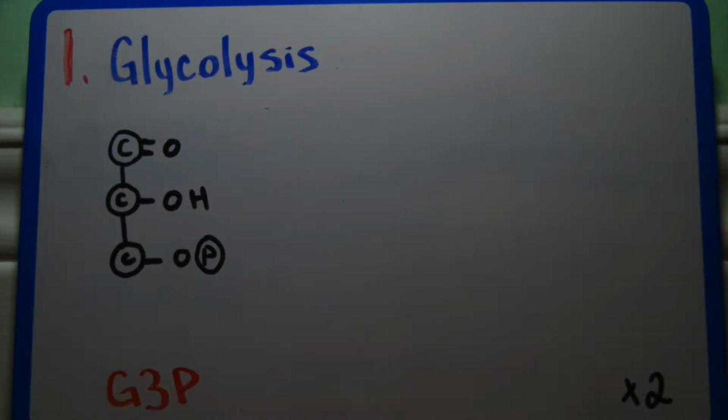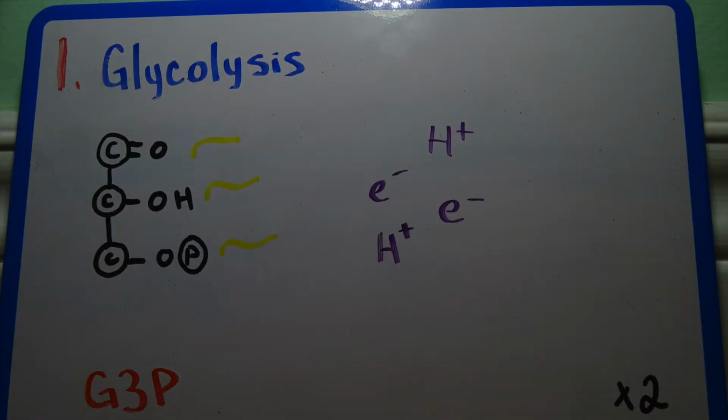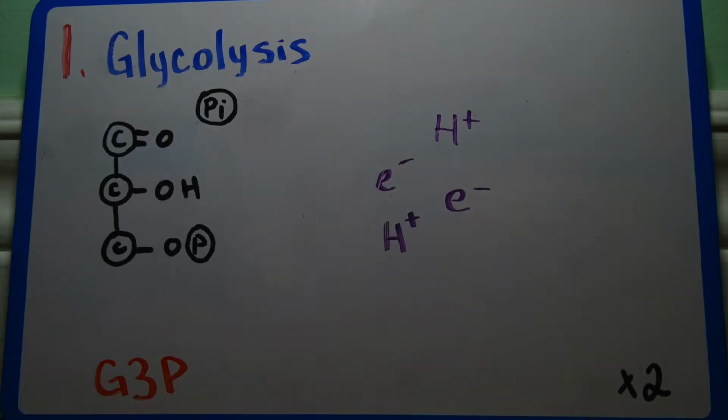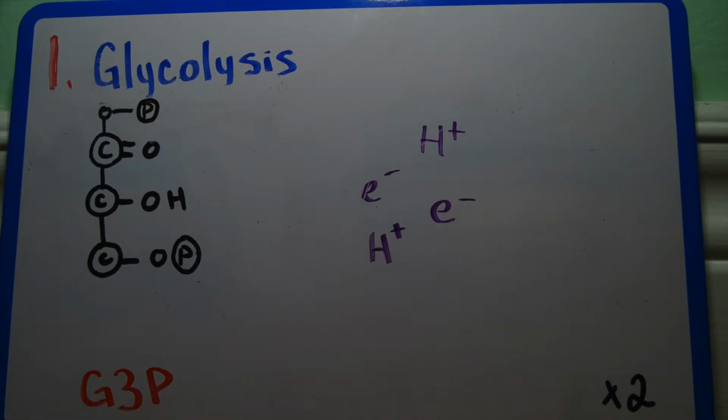To begin the energy payoff phase, 2 electrons and 2 protons will be removed from the G3P. Some of the energy released in this reaction is trapped by the addition of an inorganic phosphate group that comes from the cytosol, not from another ATP. It will then attach onto the G3P molecule.